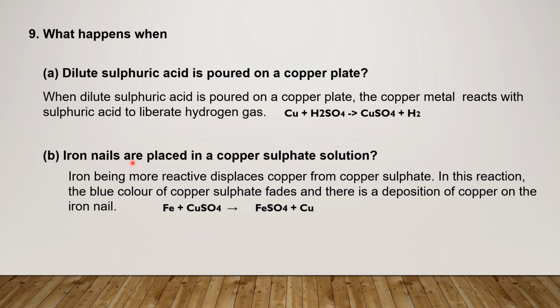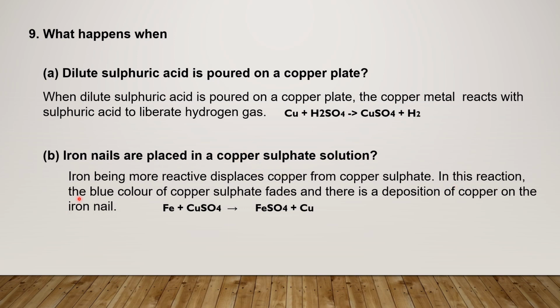Next, iron nails are placed in a copper sulfate solution. What happens when iron nails are placed in a copper sulfate solution? This is a very important question. Iron being more reactive displaces copper from copper sulfate. So here iron and copper sulfate. Iron is more reactive, so iron comes to displace. So what will we get? Iron sulfate, and copper is separated.